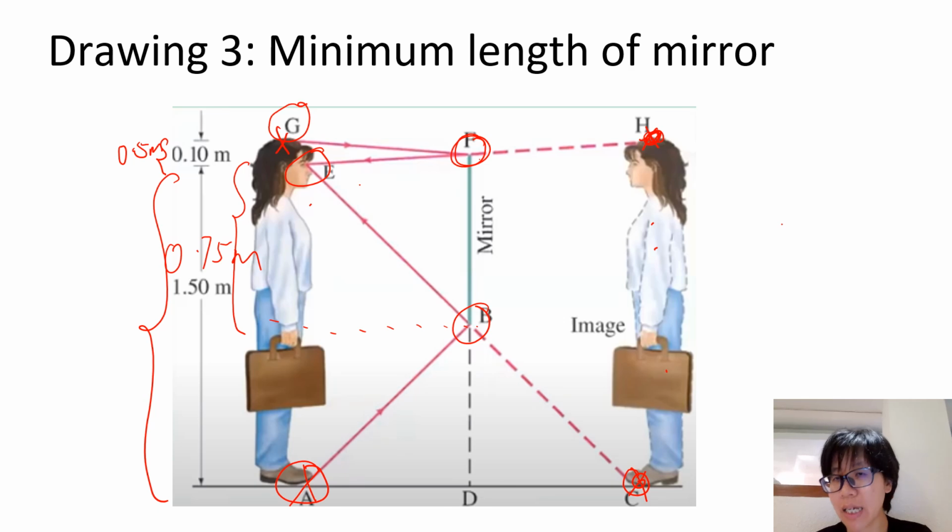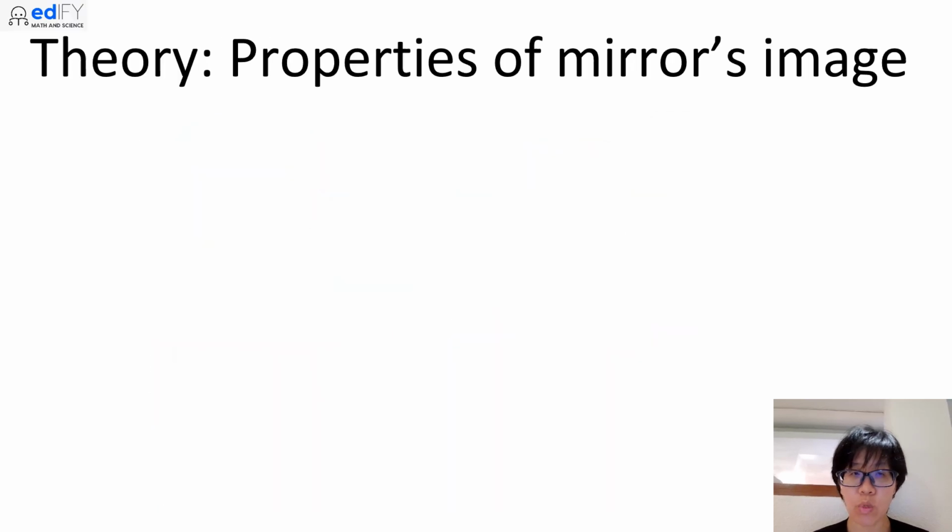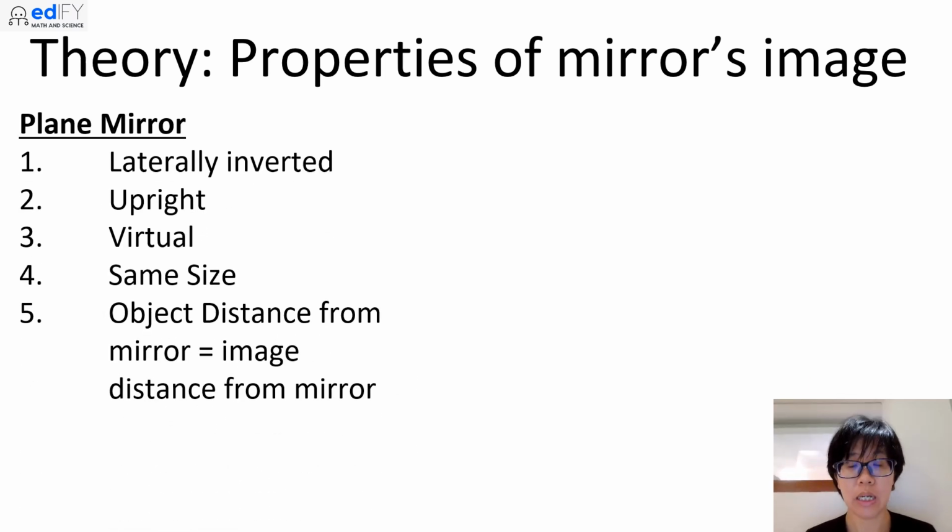So this is the other kind of question that can usually come out for this topic. Then besides the drawing kind, we also have the theory kind, asking you for the properties of the mirror's image. So we have different kinds of mirrors for this topic. So we have plane mirrors, where it is laterally inverted, upright, virtual, same size, object distance from mirror equals image distance from mirror. So don't just write same distance, because if you just write same distance, I can deduct your marks. What do you mean by same distance?